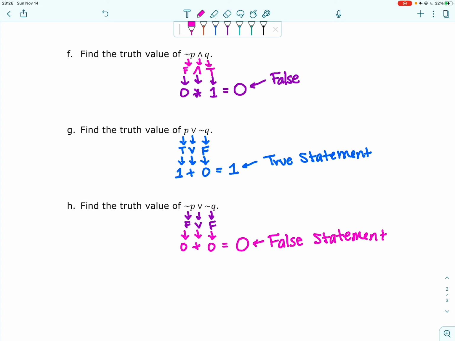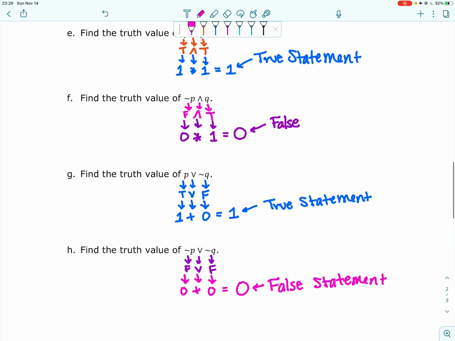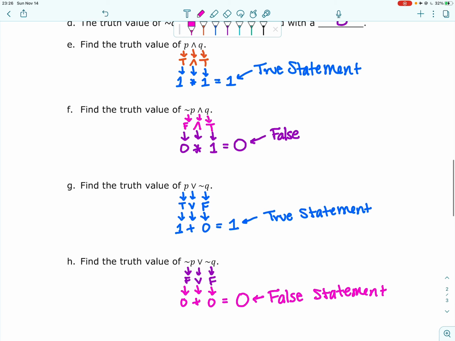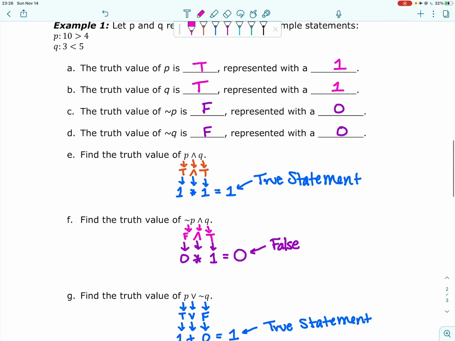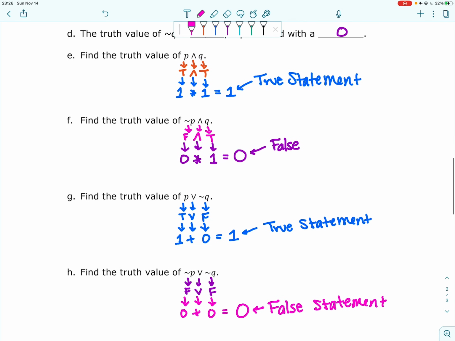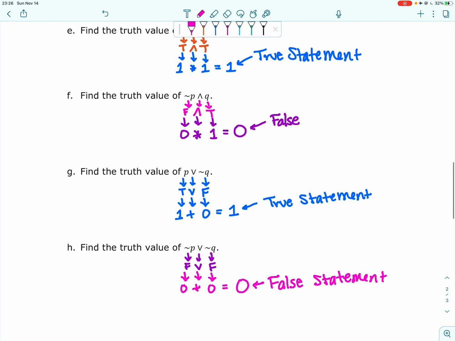So I look at each piece individually. If I have a conjunction, I multiply the numerical representation of the truth value. If it's a disjunction, I add them together. If the resulting value is 0, it's false. Anything larger than that is a true statement. And that is how we look at truth values for negations, flipping the sign, conjunctions, multiplying, and disjunctions, adding.